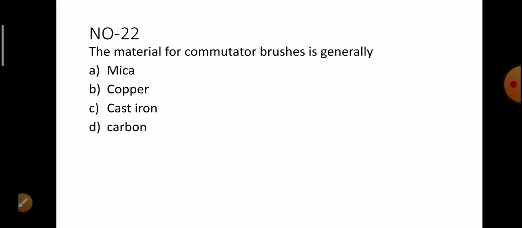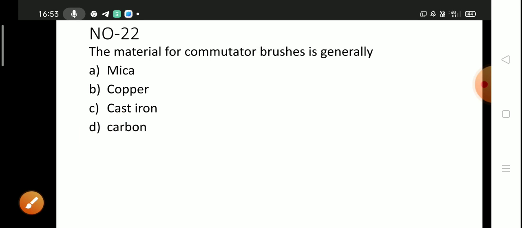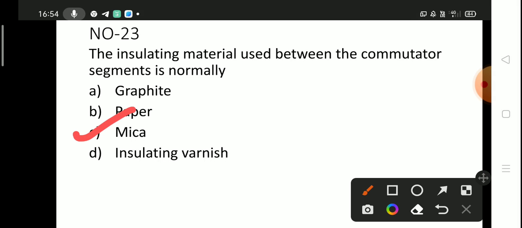Question number 22, the material for commutator brushes is generally: A. Mica, B. Copper, C. Cast iron, D. Carbon. And the right answer is D. Carbon. Question number 23. The insulating material used between the commutator segments is normally: A. Graphite, B. Paper, C. Mica, D. Insulating varnish.